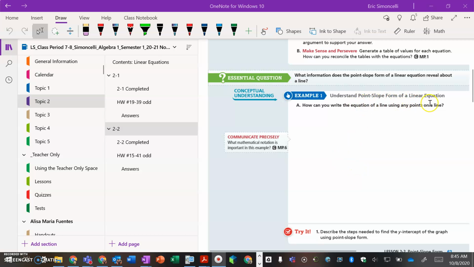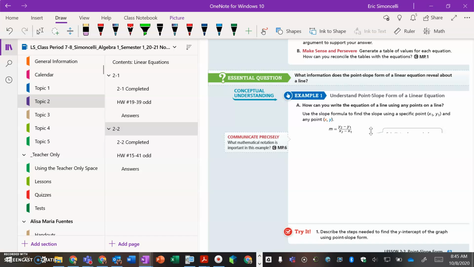Understand point slope form of a linear equation. How can you write the equation of a line using any points on a line? Let's take a look. Use the slope formula to find the slope using a specific point, x1 comma y1, and as you can see, x comma y. So here's how it's going to frame up.